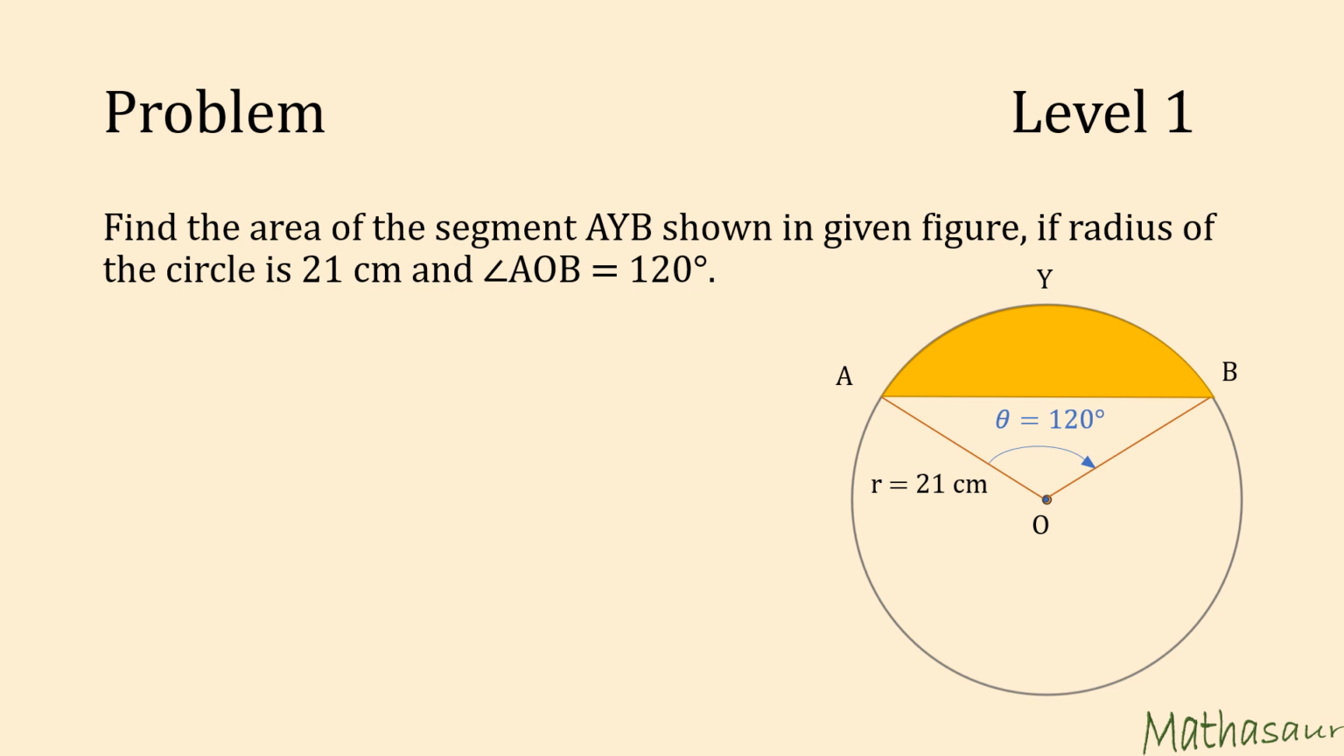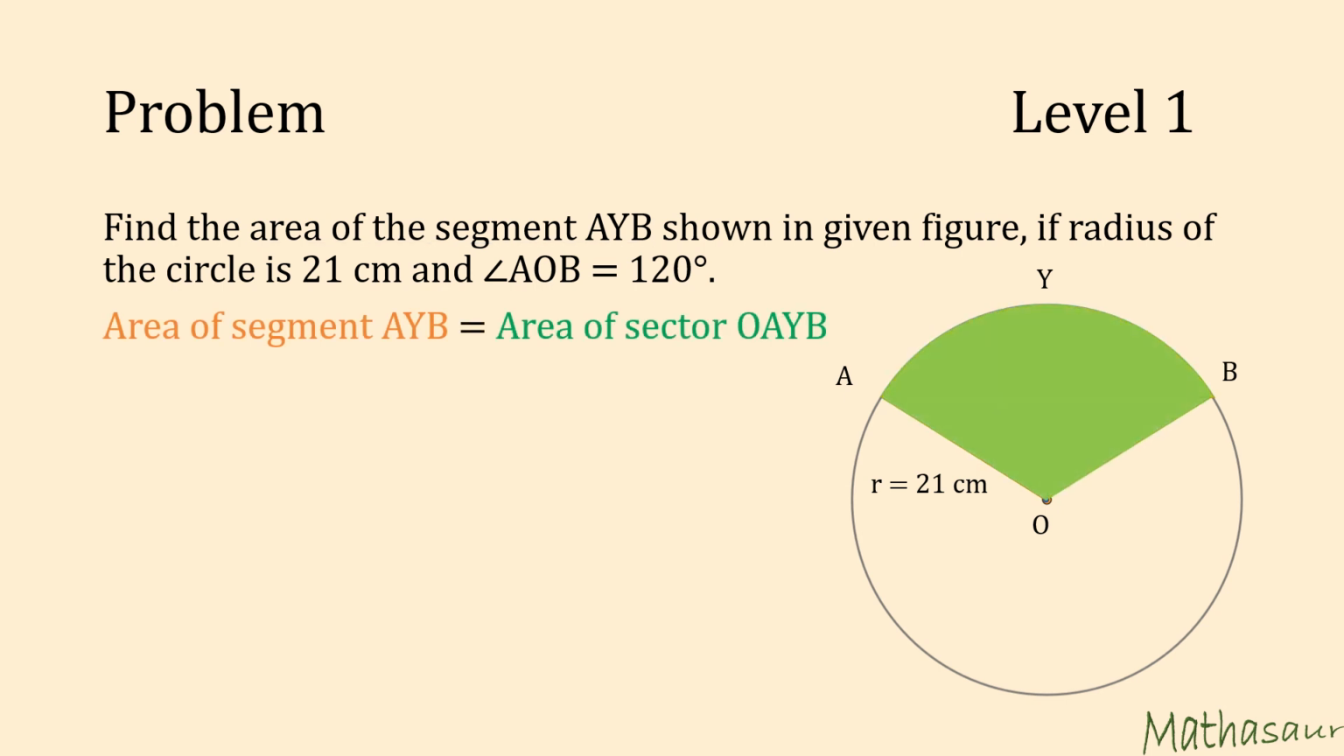Find the area of the segment AYB shown in given figure if radius of the circle is 21 cm and angle AOB is equal to 120 degrees. So, area of segment AYB. Let us show the region in yellow color. Now we know that area of segment AYB would be equal to area of sector OAYB minus area of the triangle AOB.